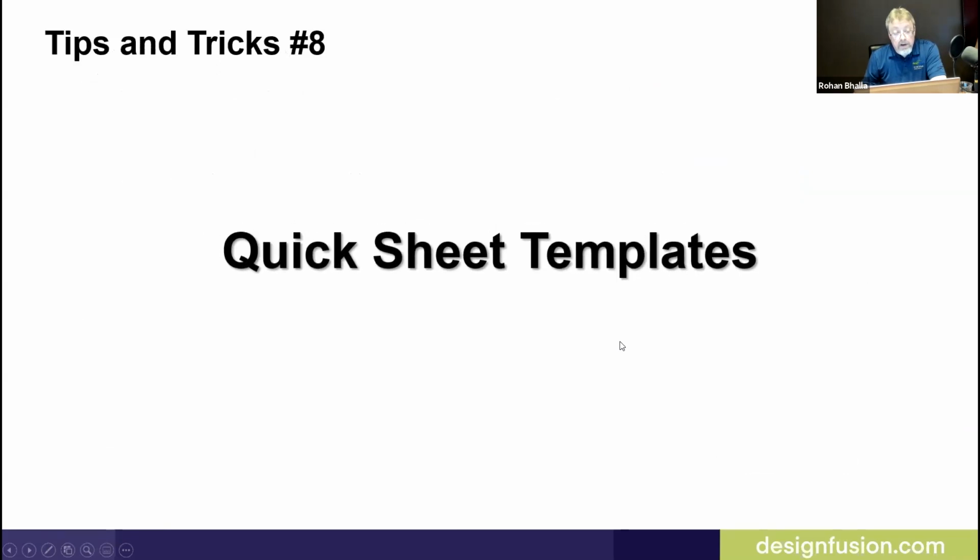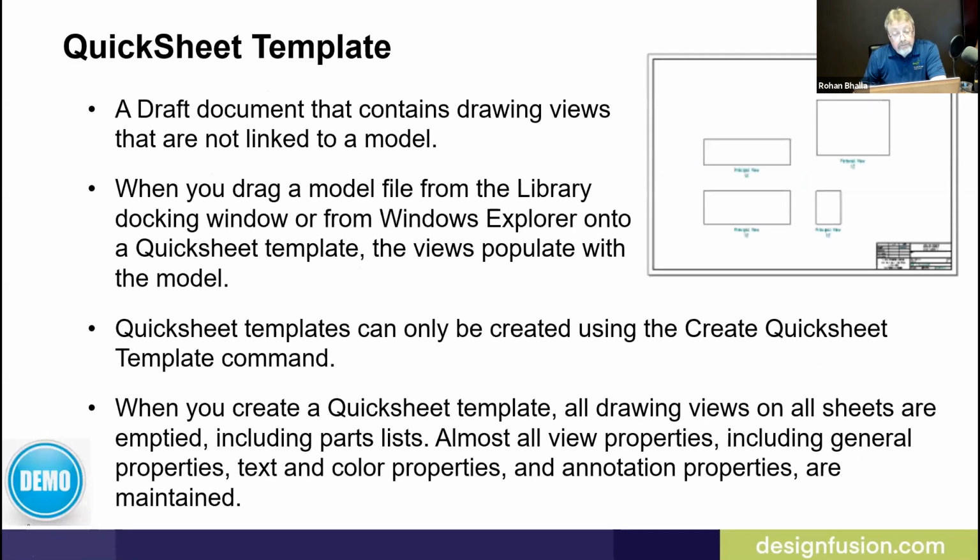And tip number 8 is the quick sheet templates. This was added back in V15, so quite a long time ago. It allows you to capture the views and then extract the parts out of them, but maintain those views to be used by other components. So when you set up a quick sheet template, once you have that set, you can drag the component in from the Pathfinder and it automatically populates with those views.